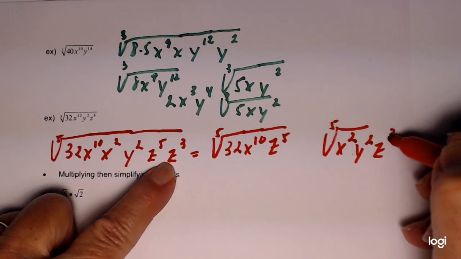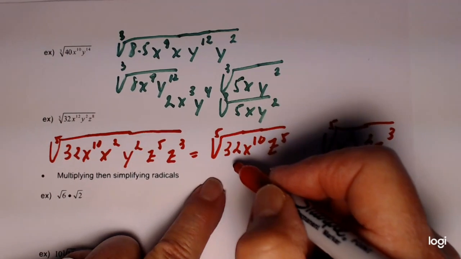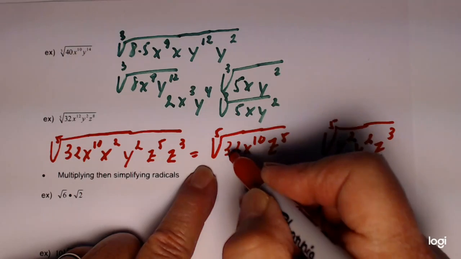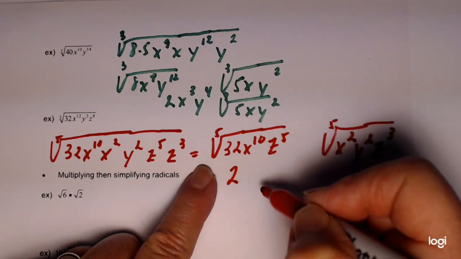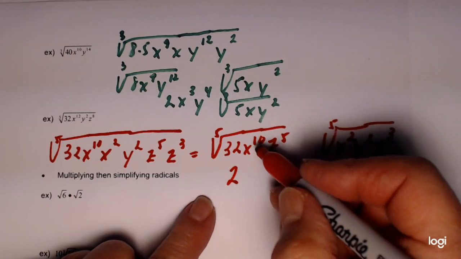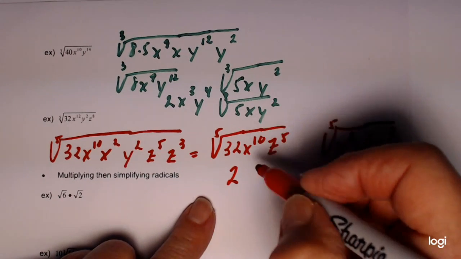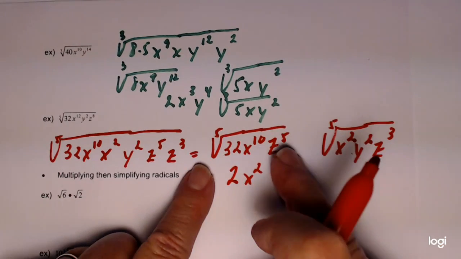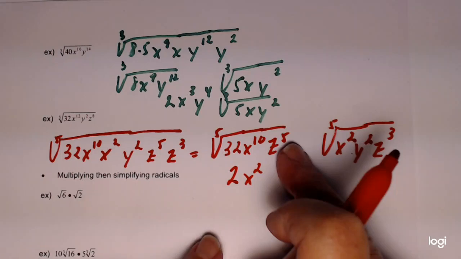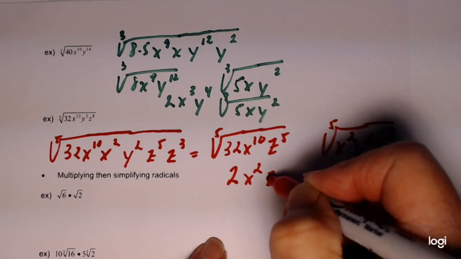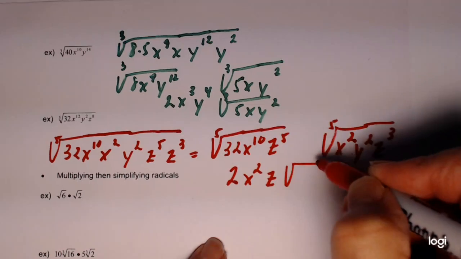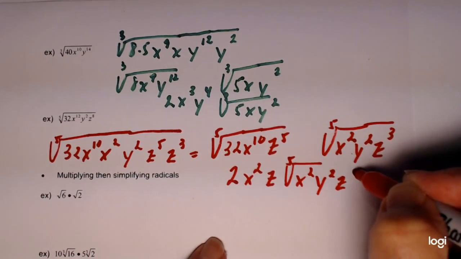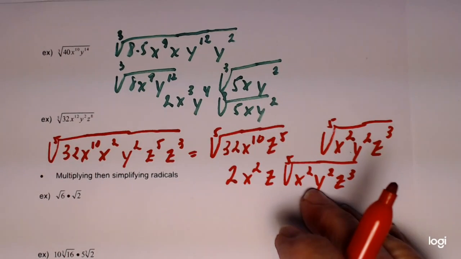Z cubed, no. Now taking our perfect fifth roots, 32, the fifth root of 32 is 2, and you can do these on your calculator, so make sure you know how to do them. X to the 10, 10 divided by 5 is 2, so we have x squared, and then z to the 5th, 5 divided by 5 is 1, z to the 1 or just z. And then the information in this radical just sits. There's no further simplification that we can do.